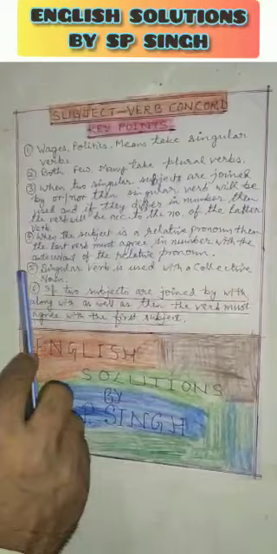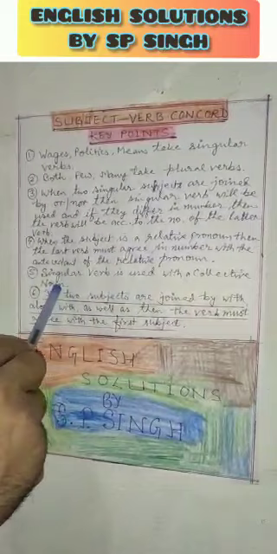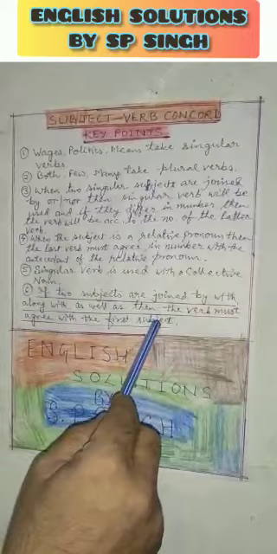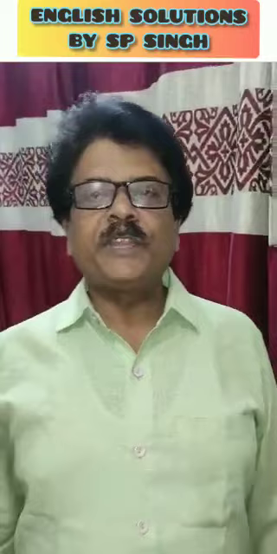One more point, a singular verb is used with a collective noun. This you have to remember always. And the last and very important point: if 2 subjects are joined by "with," "along with," "as well as," then the verb must agree with the first subject. One example is "he, with his servant, is going to the market."